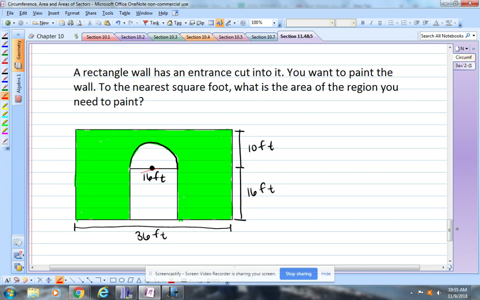A rectangle wall has an entrance cut into it. It's kind of like an archway door. You want to paint the wall. To the nearest square foot, what is the area of the region you need to paint? Because you're not going to paint this area, because that's an opening. That's where people walk through. Right? That's just air. You'll be painting the air.